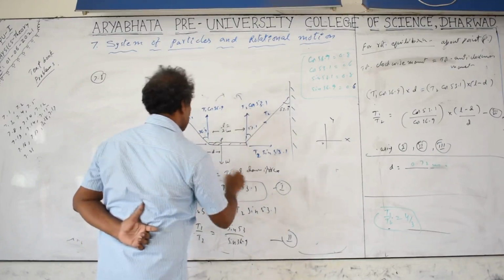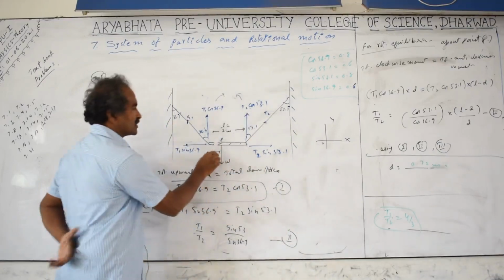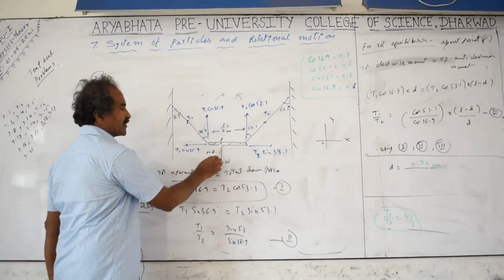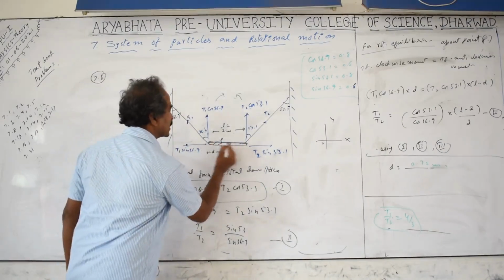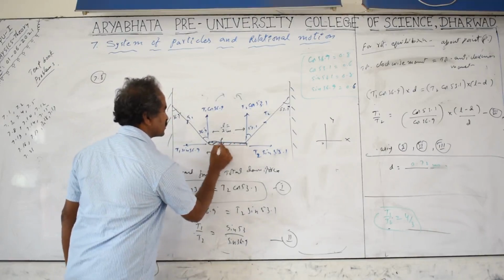In this case, the weight is acting from the center of gravity. For a non-uniform rod, the center of gravity is toward the larger weight side. So let us think that the center of gravity is more on this side. This side is thin, this side has more thickness, so the center of gravity is here.